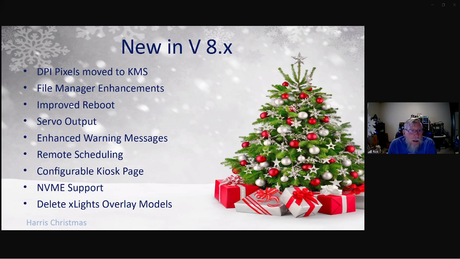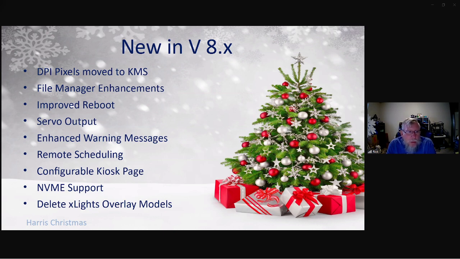They added some file manager enhancements. You can sort, filter, and even get some image thumbnails. They improved the reboot on the Raspberry Beagle system, especially the Pocket Beagle, so that helps. There's now a servo output for capes that have servos, and Culp has a new servo hat that works pretty well with things like 3-axis skulls. They enhanced some of the warning messages.